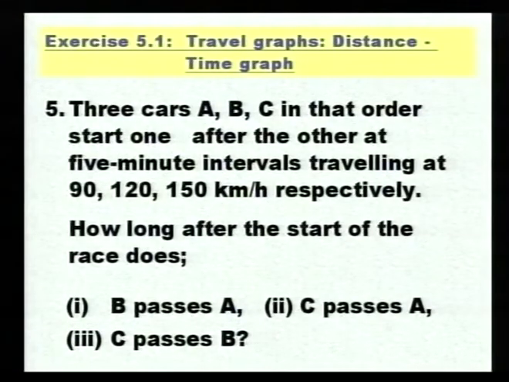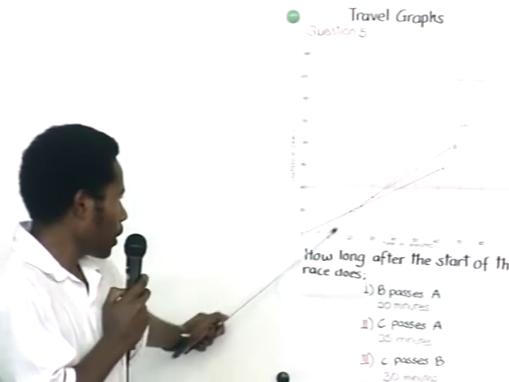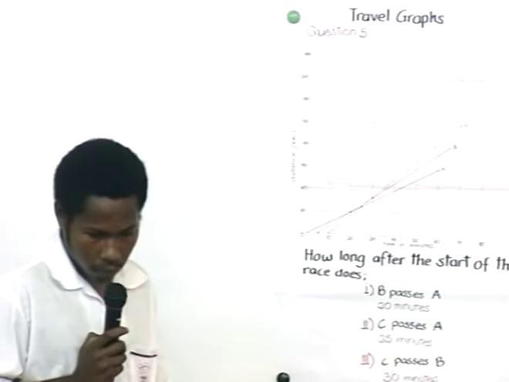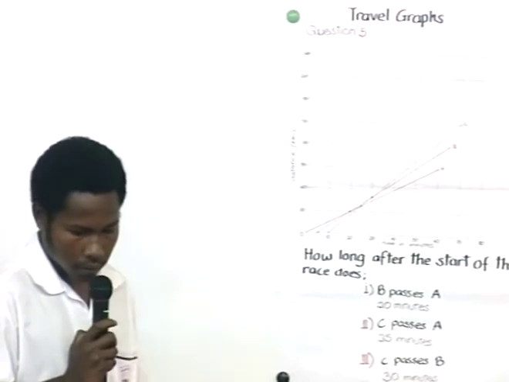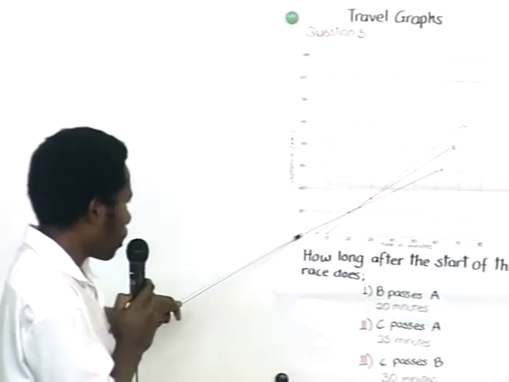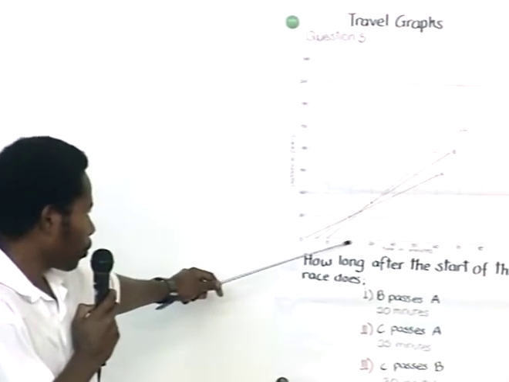Question 5 reads, 3 cars A, B, and C, in that order, start one after the other at 5 minute intervals, traveling at 90 kilometers per hour, 120 kilometers per hour, that's B, and C, 150 kilometers per hour. The question reads, how long after the start of the race does 1, B pass A? As we can see, B passes A at 20 minutes.